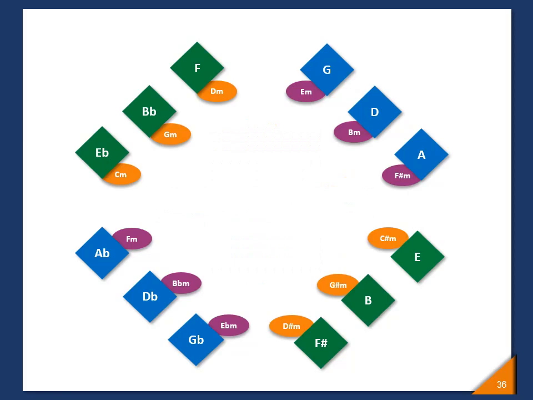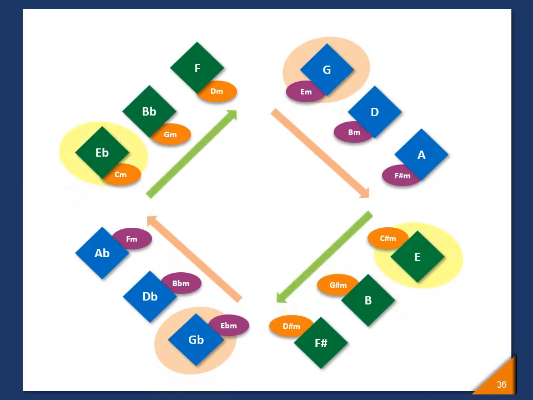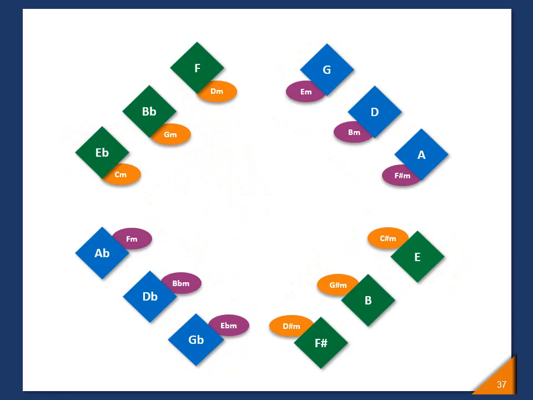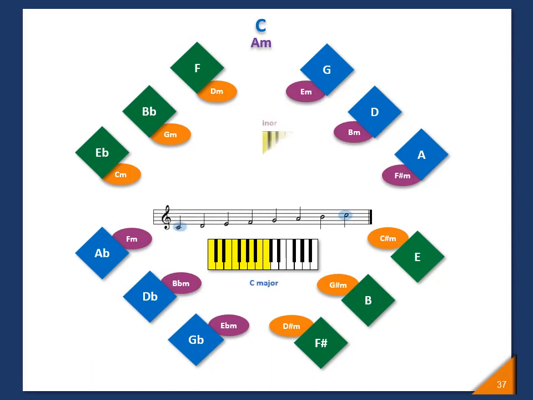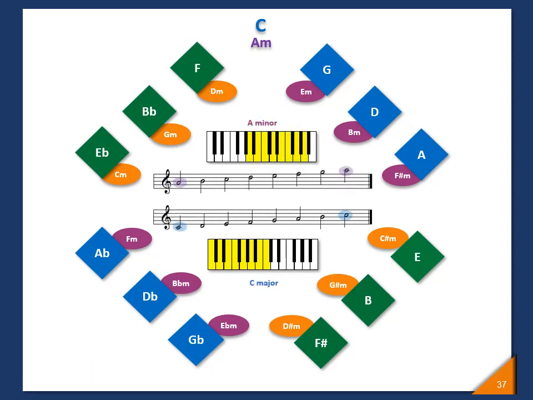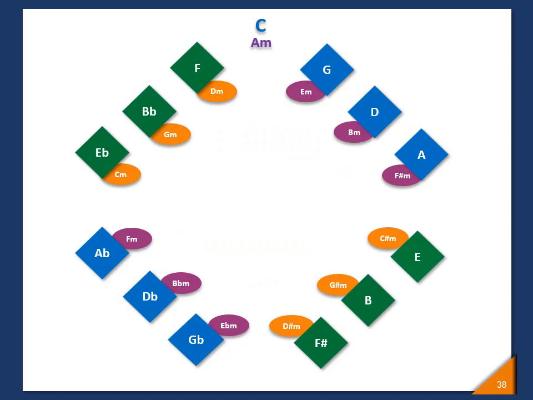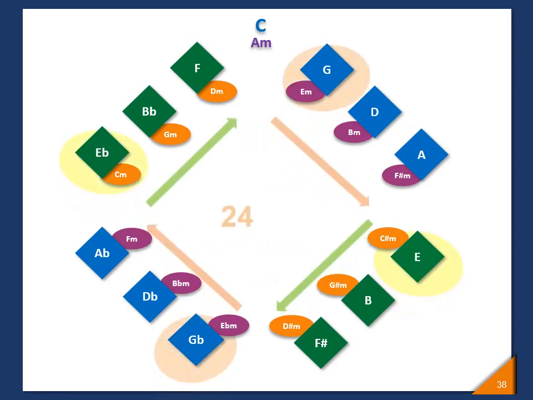Let's make another conclusion. We have placed major and relative minor keys on 2 sides of the diamond. Then we have placed major and relative minor keys on 2 other sides of the diamond. In total, 24 keys. There are 2 more keys, C major and A minor. That means adding 2 keys more.